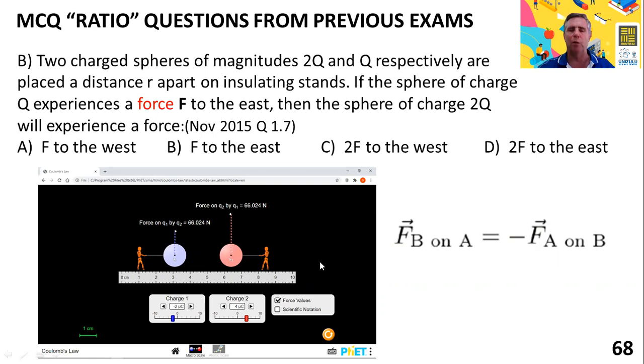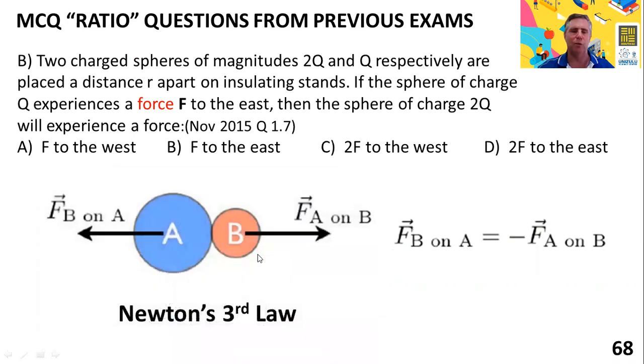Well, do you remember when we looked at the simulation? If you've forgotten, just go back in this video. What's really important is, according to Newton's third law of motion, the forces experienced by the charges must be equal and opposite in direction, but equal in magnitude. Newton's third law says these two arrows must be the same. They're just pointing in opposite directions.